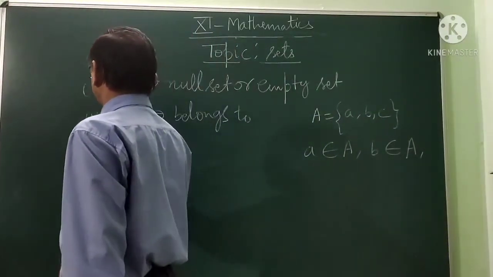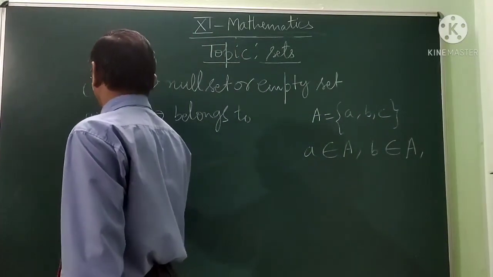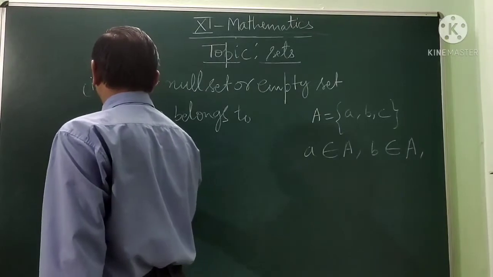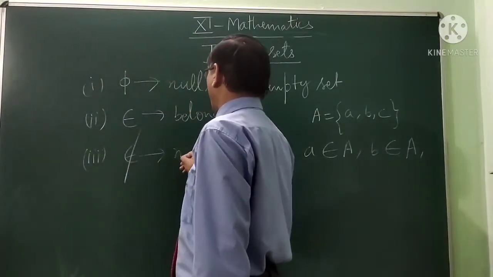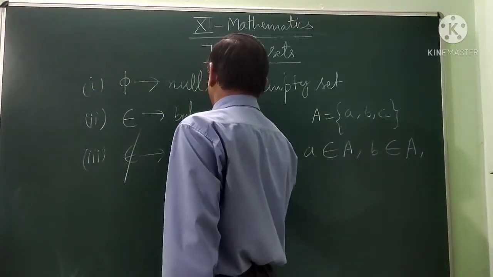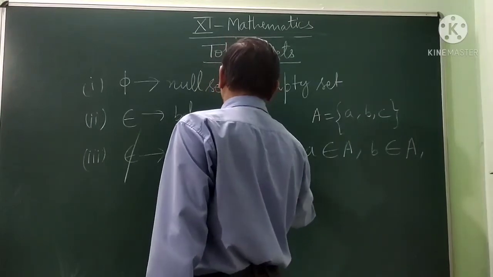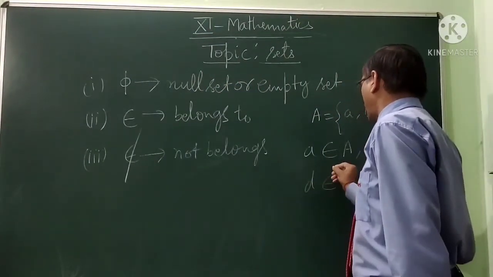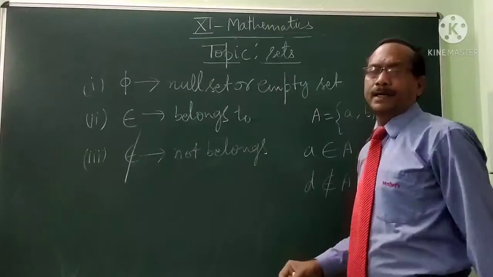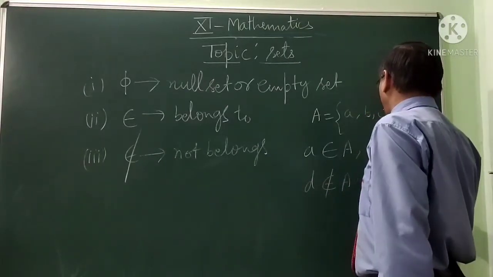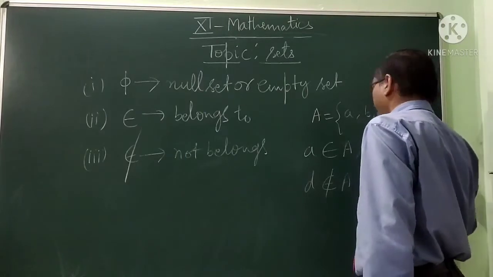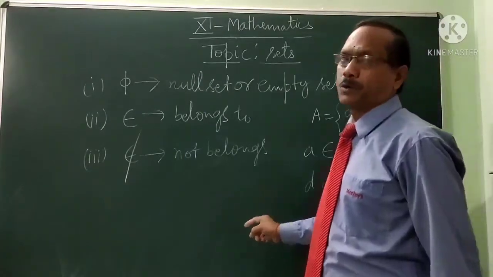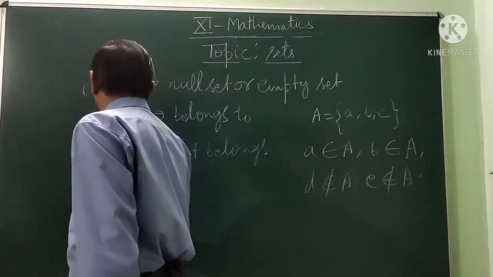Then this is the sign of not belongs to. So here we can say D not belongs to A. E not belongs to A. This is the meaning of not belongs to.